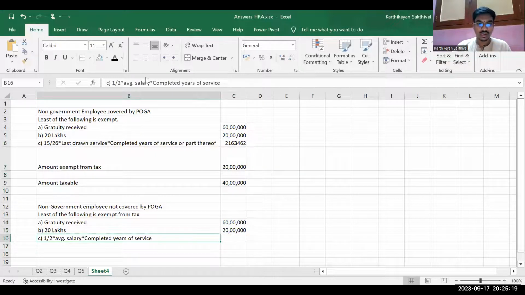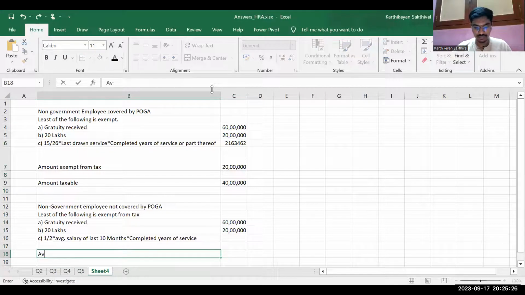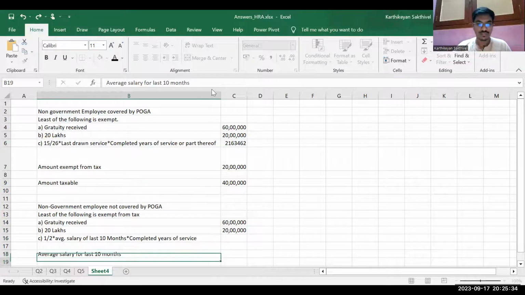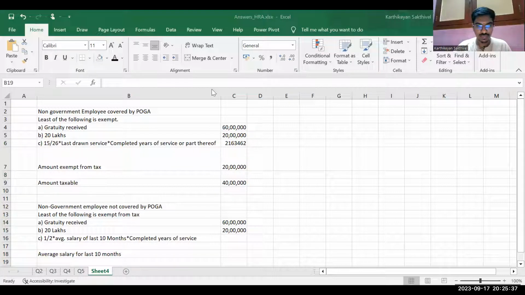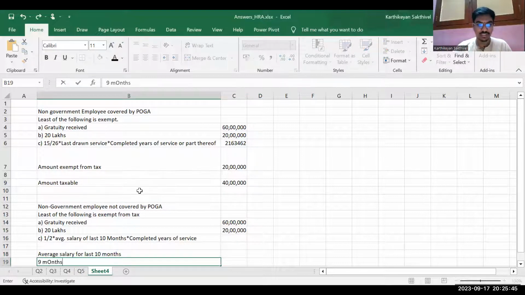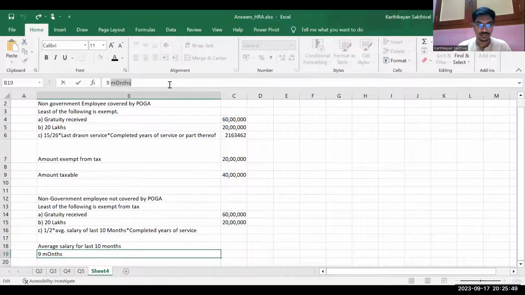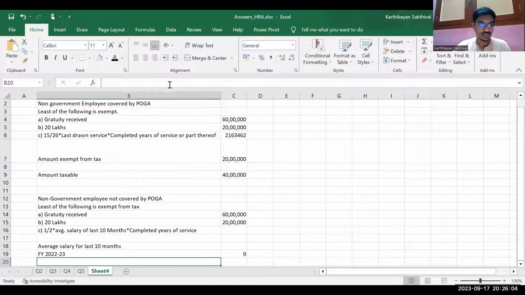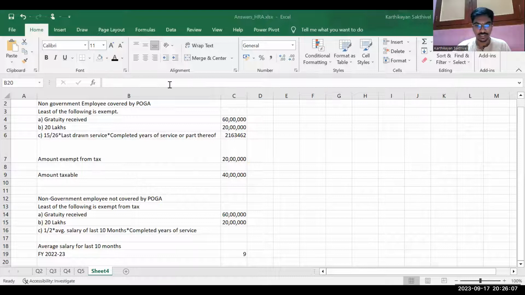Now what we should find is average salary of last 10 months. So what is the average salary for last 10 months? So basically he's in employment for 9 months, right? He is in for 9 months in the current year. So basically in financial year 2022-23, he is in service for 9 months. Correct? Was in employment for 29 years, 9 months. Due to his age, he retired from his job and received a gratuity of 60 lakhs.